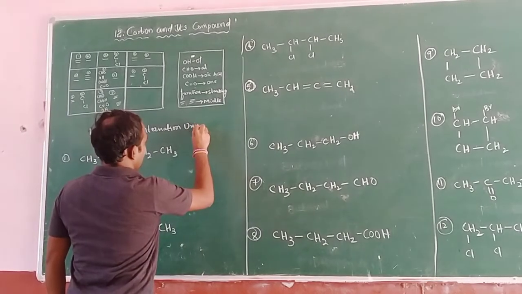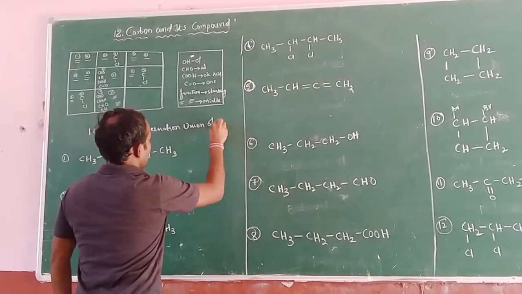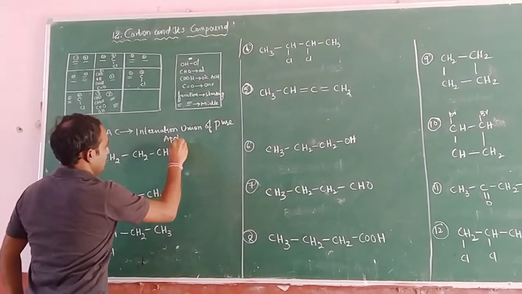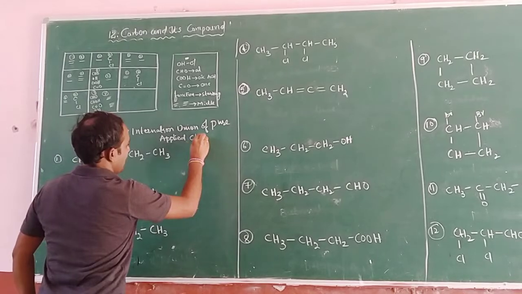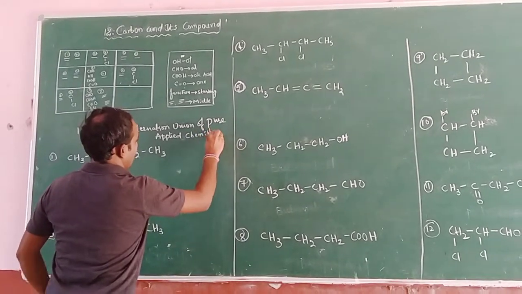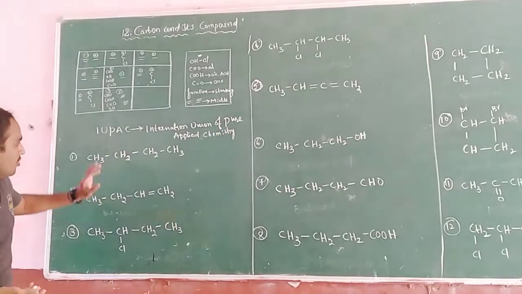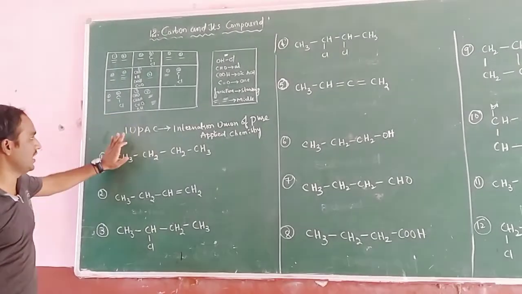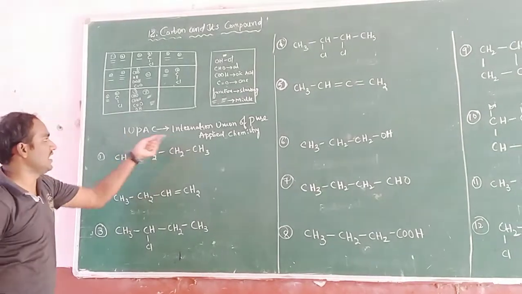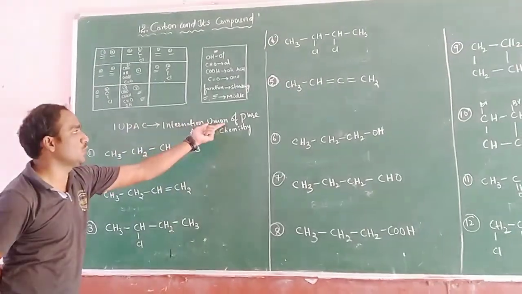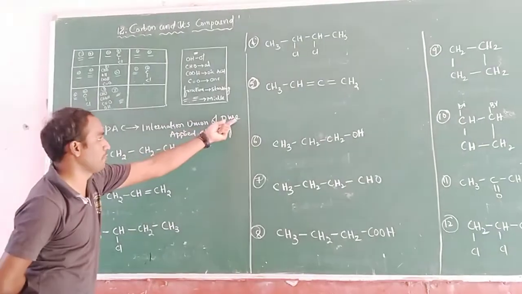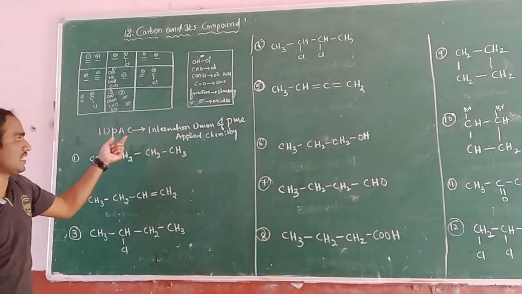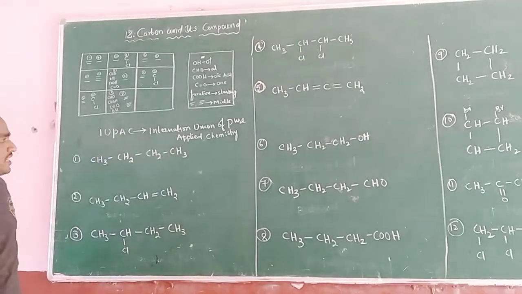International Union of Pure and Applied Chemistry. So what is the extension of IUPAC? Because the IUPAC system is an international system. So here I stands for International, U stands for Union of, P stands for Pure, A stands for Applied, C stands for Chemistry. International Union of Pure and Applied Chemistry.